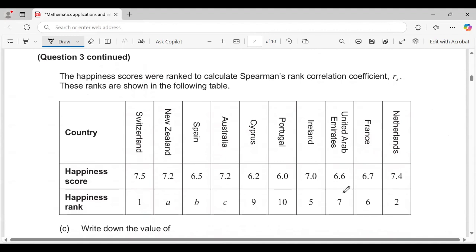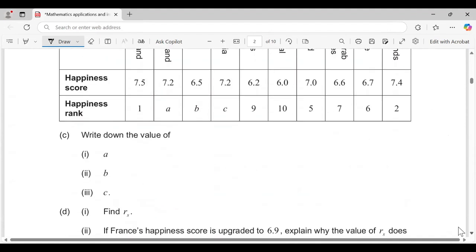The happiness scores were ranked to calculate Spearman's rank correlation coefficient, RS. These ranks are shown in the following table. Write down the value of A, the value of B, the value of C.